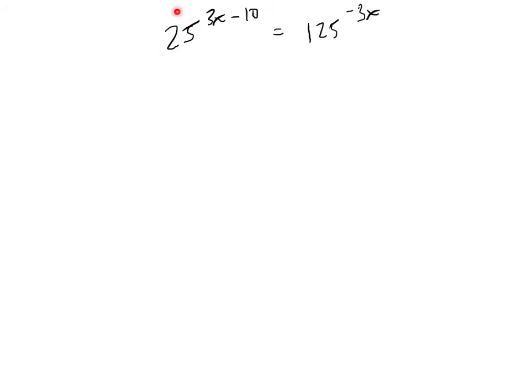Now looking at this, I'm thinking, okay, what perfect square is 25? I know that 25 is 5 squared. So I'm going to just start with my smaller number. So I know 25 is 5 squared to the 3x minus 10. And I want to know, can I think about 125 as being 5 raised to some number. And I can, right? Because 125 is 5 raised to the third power.